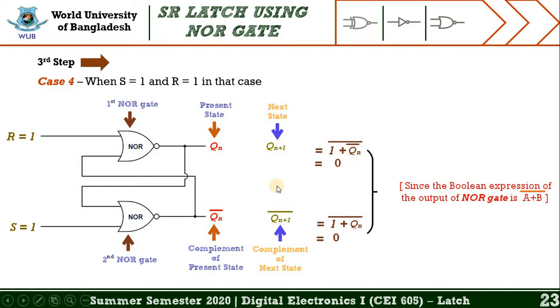Well, and if we look at the lower NOR gate, then we may find there are also two inputs of this NOR gate. One is S and another one is the present state, which is symbolized by Qn. The value of S is 1, and if we look at the complement of the next state, then we may find 1 OR Qn bar, which also gives 0. But this is not expected. So let's move into the next slide.